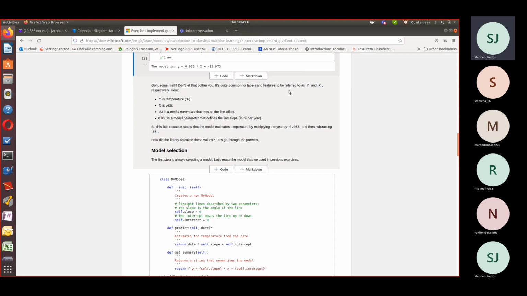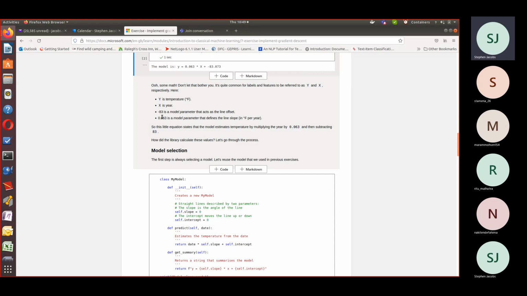Quite common for labels and features to be referred to as y and x. Y here is temperature and x is the year. This is the dependent variable, because that's what we're trying to predict. It's dependent because it depends on the experiment. X is the year. That's the independent variable, usually on the x-axis, because we set the year independently of doing the experiment. The year is a value we set, and the y is the value we measure or predict.